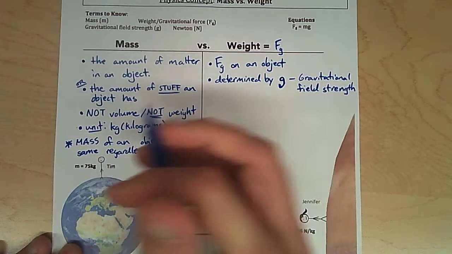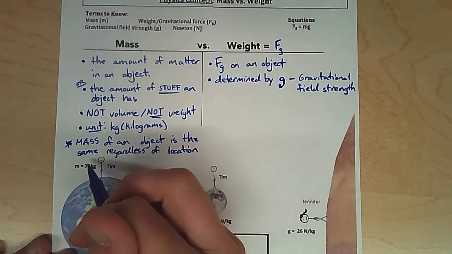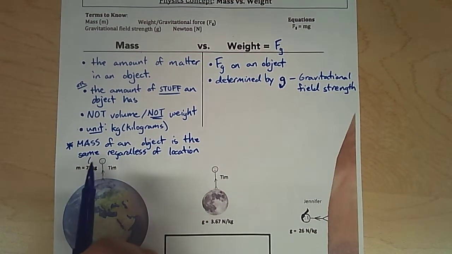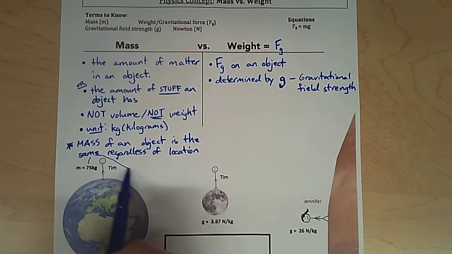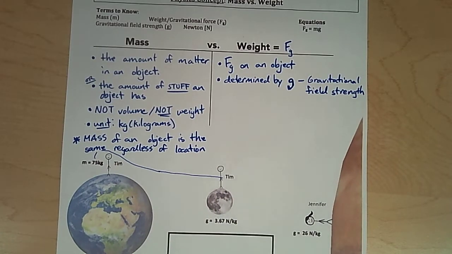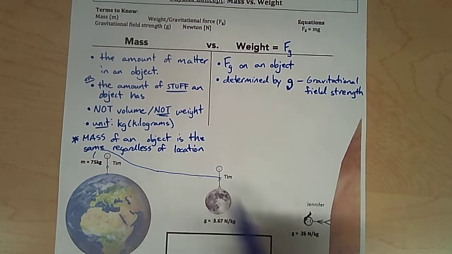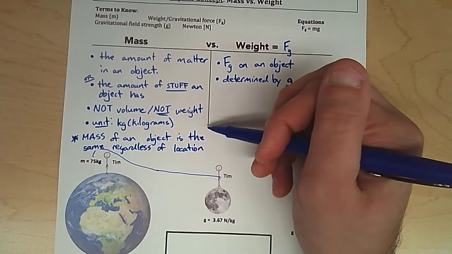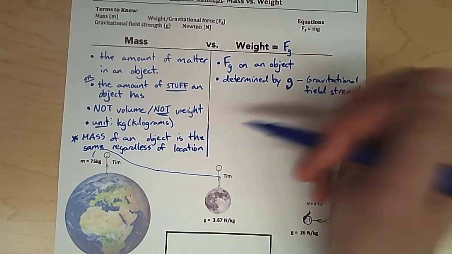So let's say you're on Earth, or in this case, Tim is on Earth. Tim has 75 kilograms worth of mass. But let's say we take Tim and we put him on the moon. Tim should still have the exact same mass. The amount of stuff in Tim hasn't changed. The only thing that's changed is his location. So I might even draw this line a little bit further down just to separate these two things.